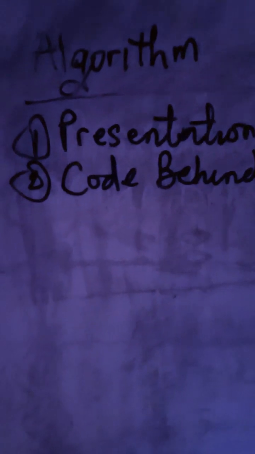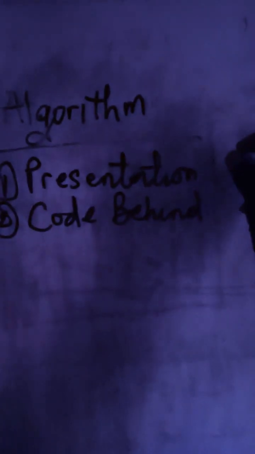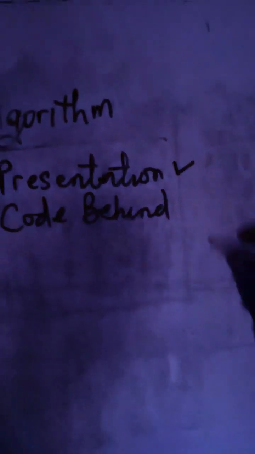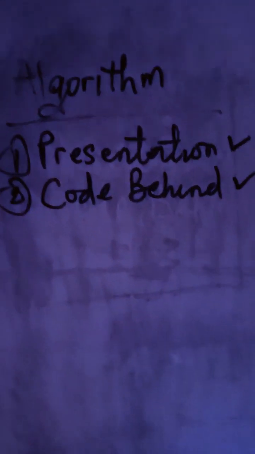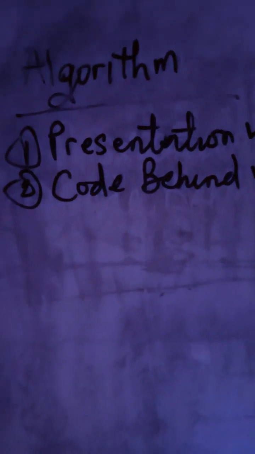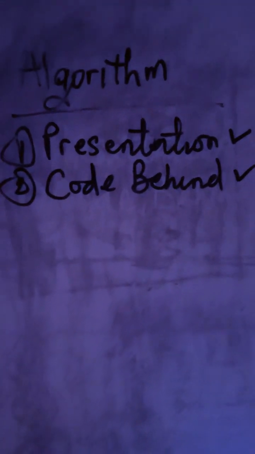If you study it properly, you will notice that we have two important pieces of information involved. The first one is the presentation. The second one is the code behind. 85% of the time, software developers will choose to do this one first before this one. So, what are the things that you need that will make your presentation easier? And then the code behind.